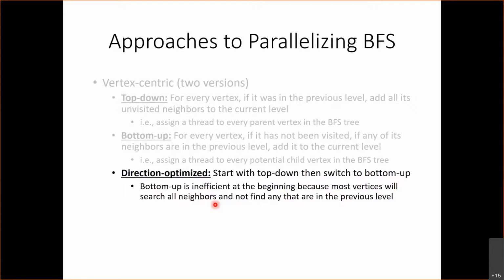Whereas in the beginning, the top-down version is just going to loop over the neighbors of the one source vertex, or if it's the next level, a few source vertices, and visit their neighbors. That is why the top-down version does better in the initial iterations, while the bottom-up version does better in the later iterations. Okay? Any questions about this?